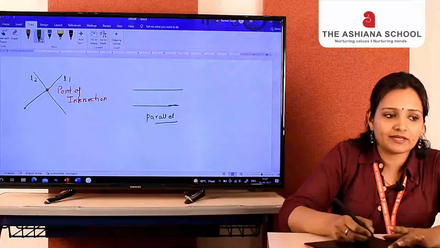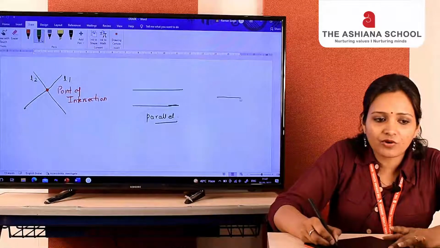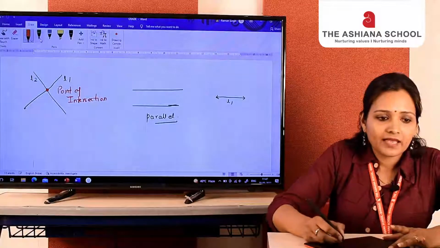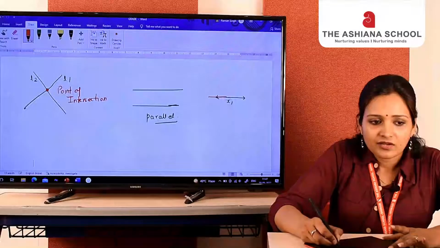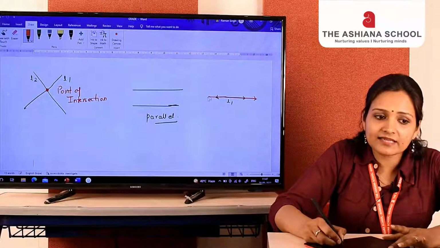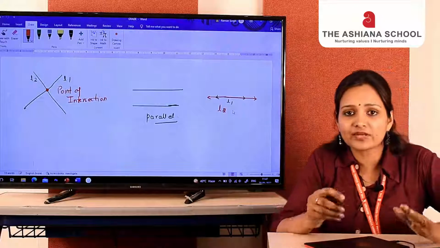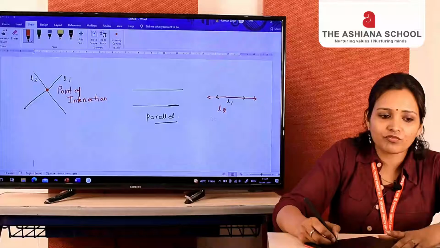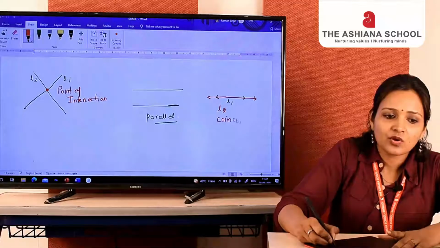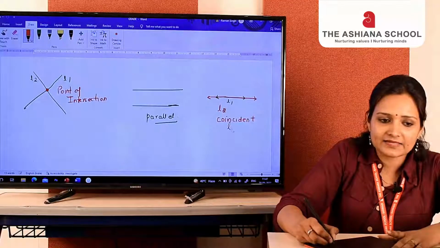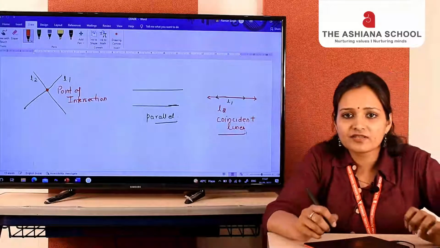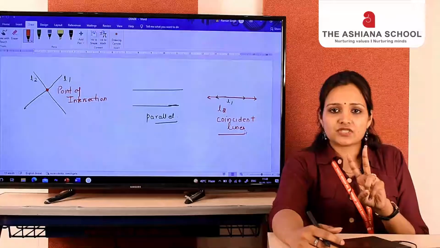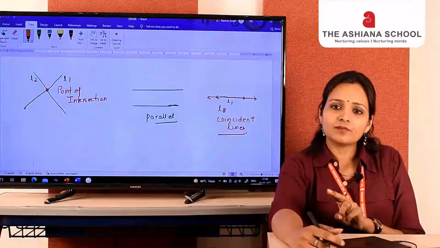Now, third type of line. For example, I have drawn this as first line L1, and there is another line which is lying exactly on the previous line L2. Can we see that both the lines are overlapping with each other? These sort of lines are called as coincident lines.